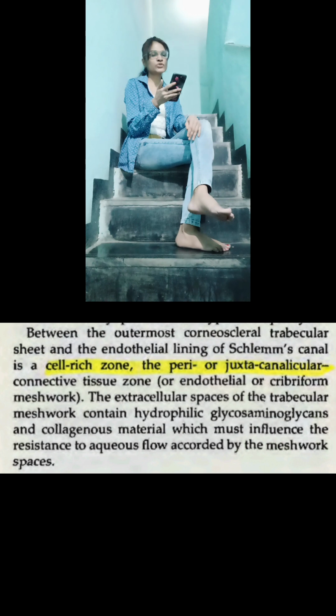Between the outermost corneoscleral trabecular sheet and the endothelial lining of Schlemm's canal is a cell-rich zone, the peri- or juxtacanalicular connective tissue zone, or endothelial or cribriform meshwork. The extracellular spaces of the trabecular meshwork contain hydrophilic glycosaminoglycans and collagenous material which must influence the resistance to aqueous flow accorded by the meshwork spaces.